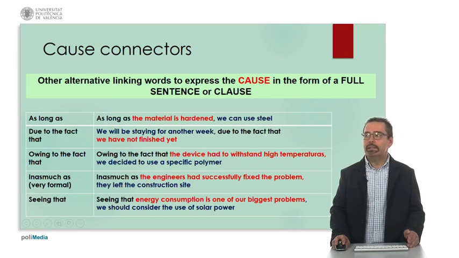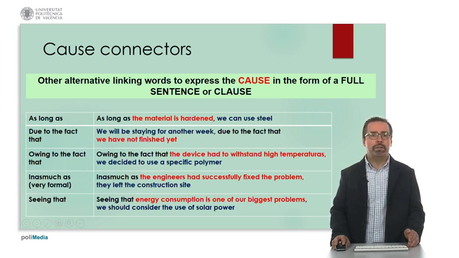Due to the fact that also introduces a clause: we will be staying for another week, due to the fact that we have not finished yet. Owing to the fact that is another possibility: owing to the fact that the device had to withstand high temperatures, we decided to use a specific polymer. Inasmuch as, which is very formal, is another possibility: inasmuch as the engineers had successfully fixed the problem, they left the construction site.